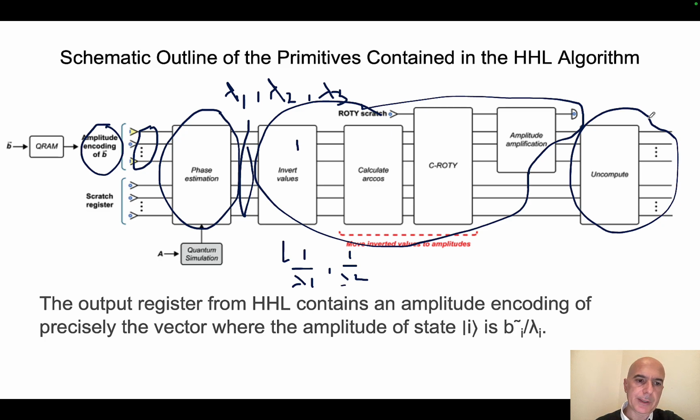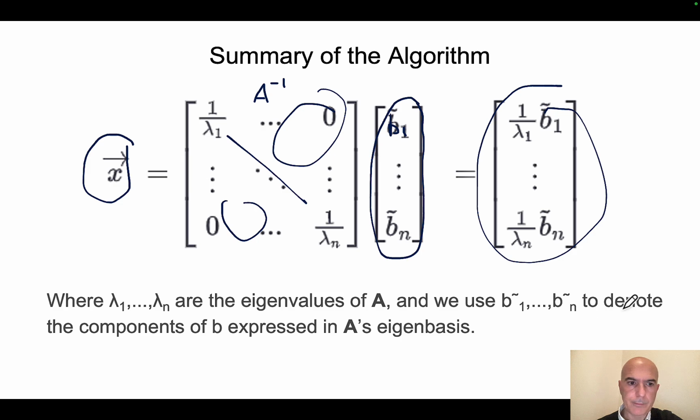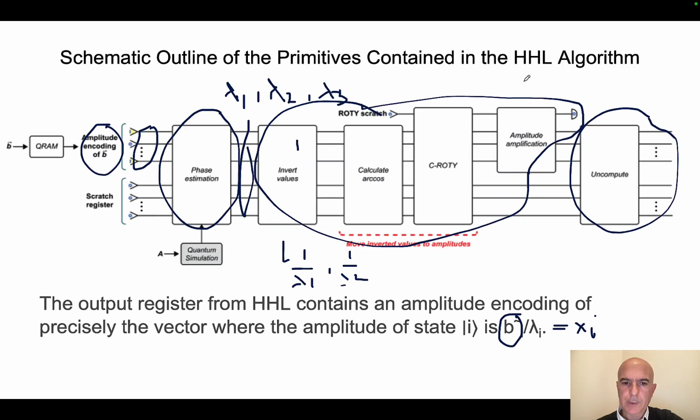At the end of this algorithm, the output register from HHL will contain an amplitude encoding of precisely the vector where the amplitude of state i is described by b_i divided by lambda_i. That is the actual solution. Remember, this is simply the solution x_i. So this is just a brief overview with the main concepts of the HHL algorithm.